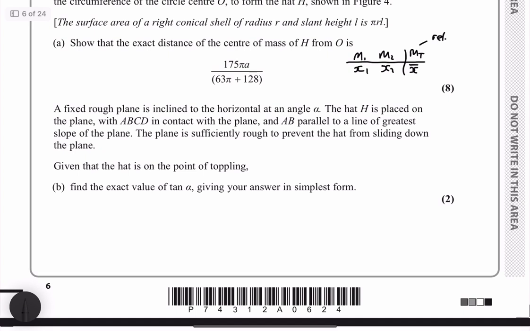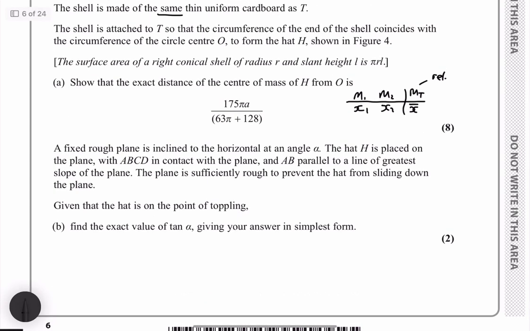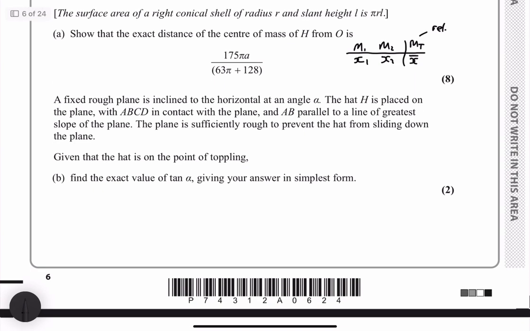Part B. A fixed rough plane is inclined to the horizontal at an angle alpha. The hat is placed on the plane with ABCD, that's the square bit, in contact with the plane, AB parallel to the line of greatest slope. The plane is sufficiently rough to prevent the hat from sliding, so it definitely does not slide. Given that it's on the point of toppling, find the exact value of tan alpha.